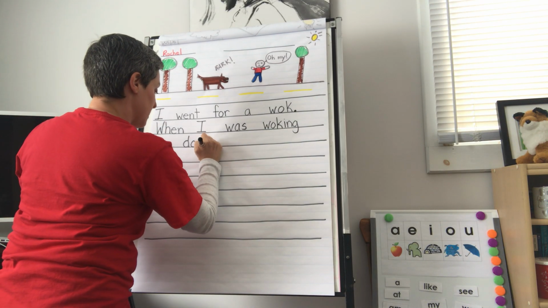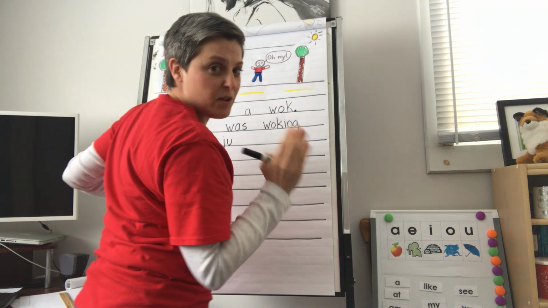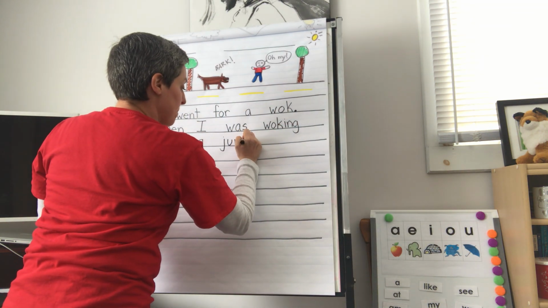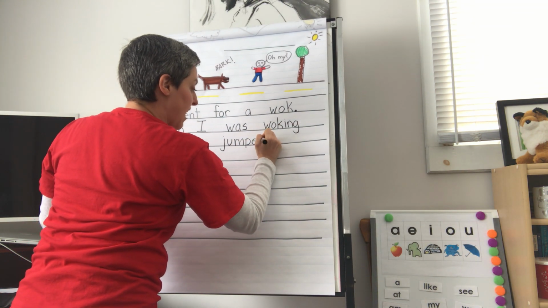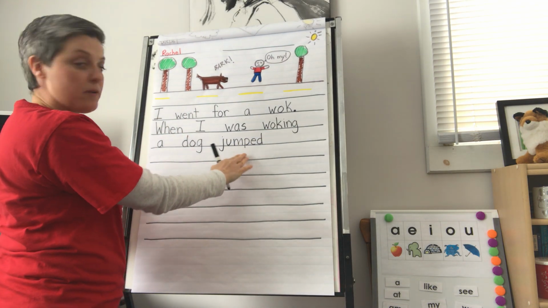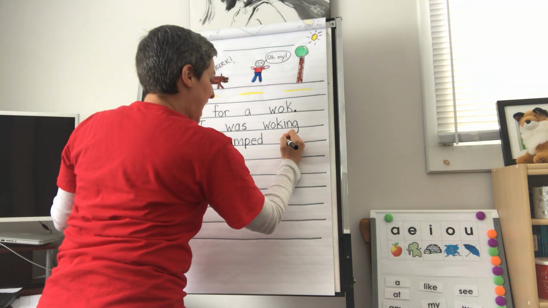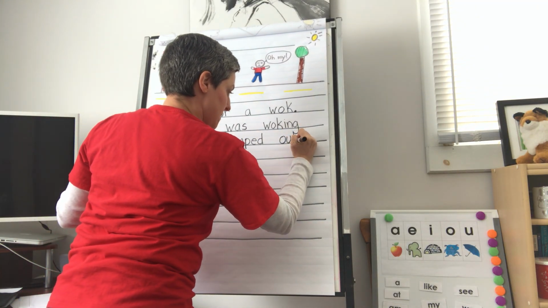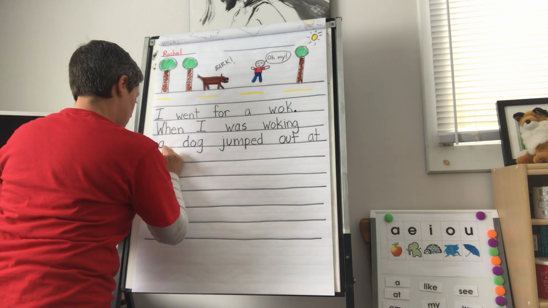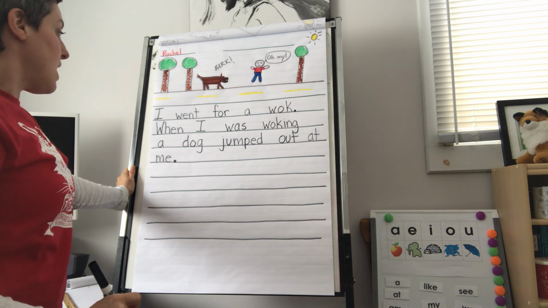octopus, a dog jumped, and I always talk about the vowels because they're so important. Umbrella, jump. We have been talking about ed. Please talk to your kids about ed if you have the time. A dog jumped out at me. And then I would remember to put my period there.